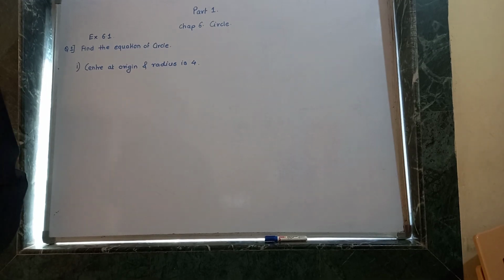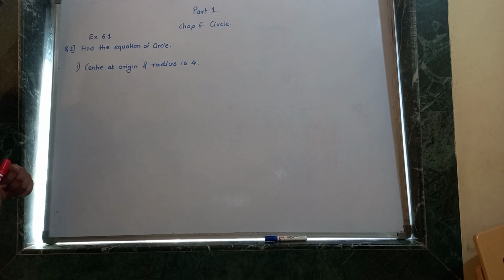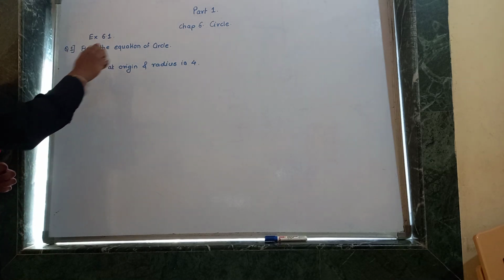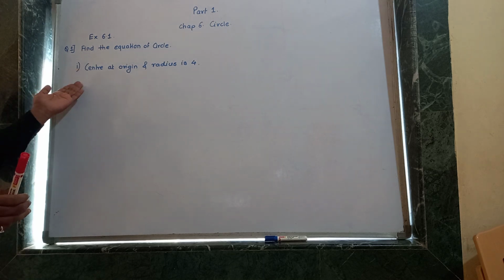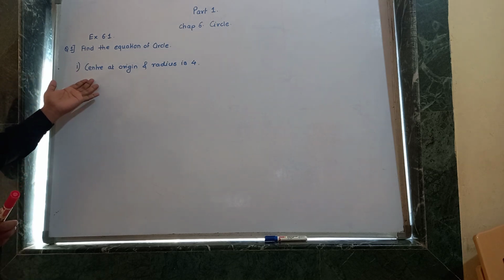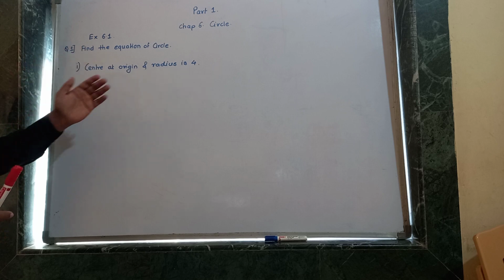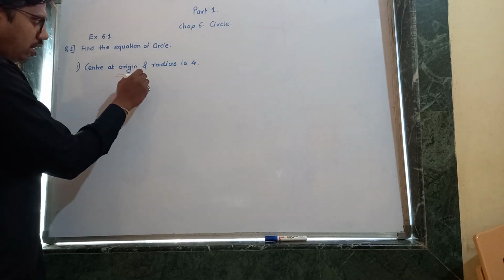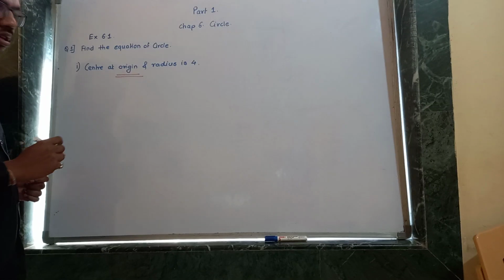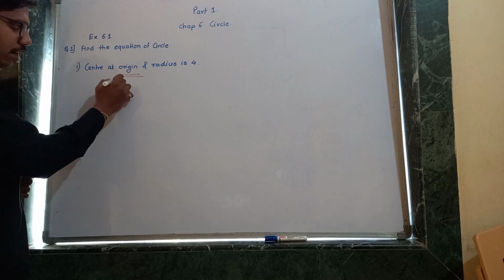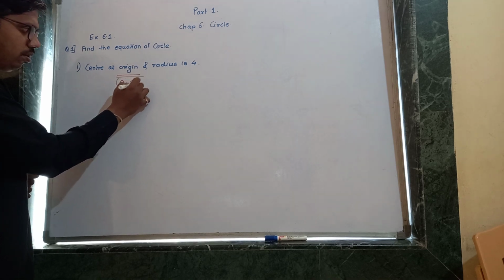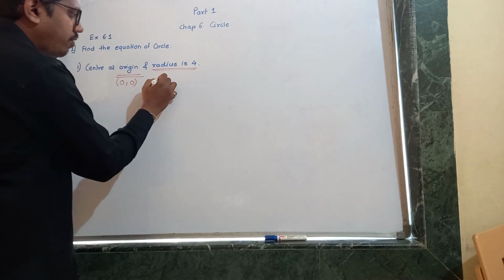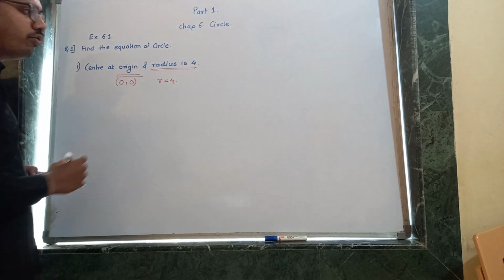Okay. So as we have decided, we start with exercise 6.1. Question number 1: find the equation of the circle with center at origin and radius 4. That means two things are given to us. The first one is the center. Center is at origin, that means the coordinates are (0, 0), and the radius is given as 4. That means we have r = 4.